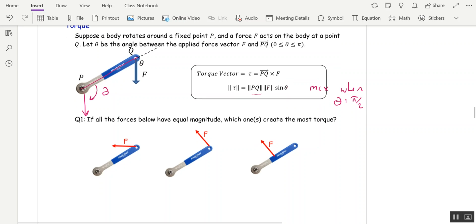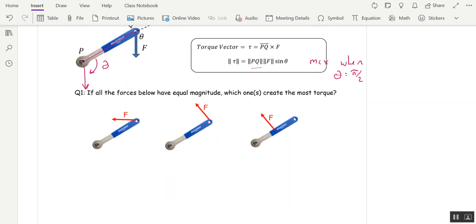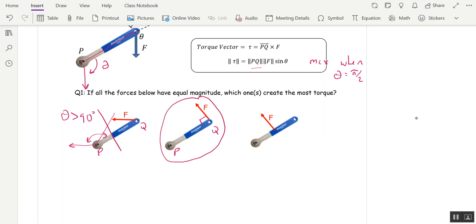So if all the forces below have equal magnitude, which one creates the most torque? Well, here's P, here's Q. If I move the force vector over here, I see this is my angle theta. Theta is clearly greater than 90 degrees. So that's not going to work. This one works. I'm maxing out PQ, and my angle's 90 degrees. So this is a good one. Only the middle one's good.